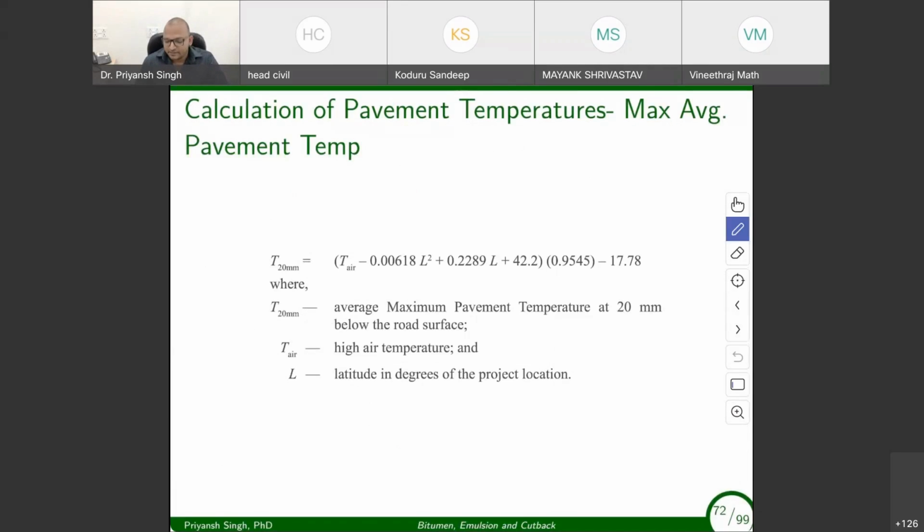Now the maximum average temperature can be estimated by this expression. This is an empirical expression, and it is a function of the average maximum pavement temperature at 20 mm below, which will depend upon the high air temperature and the latitude. So if I want to calculate the average pavement temperature at 20 mm below, I will require the high air temperature at that region and its latitude. These data can be obtained from the meteorological department.